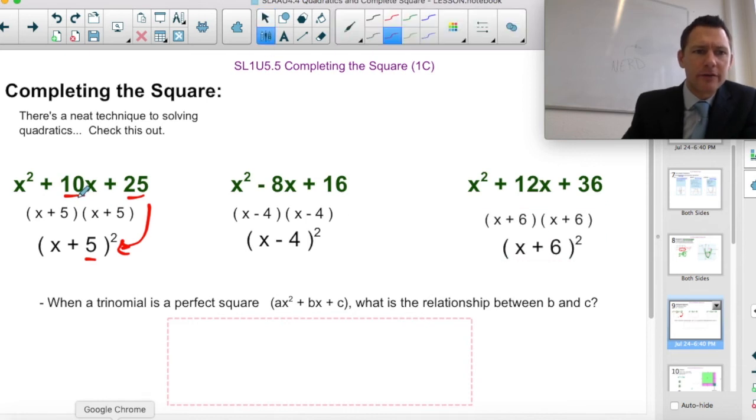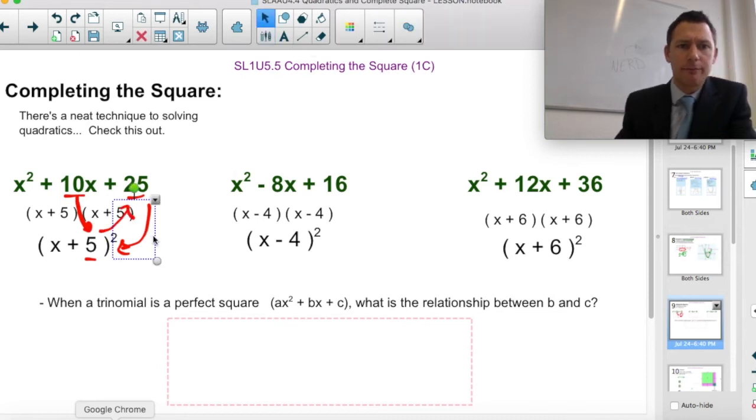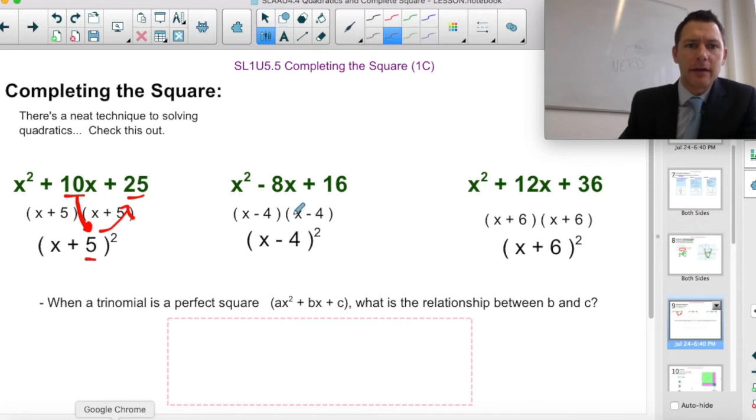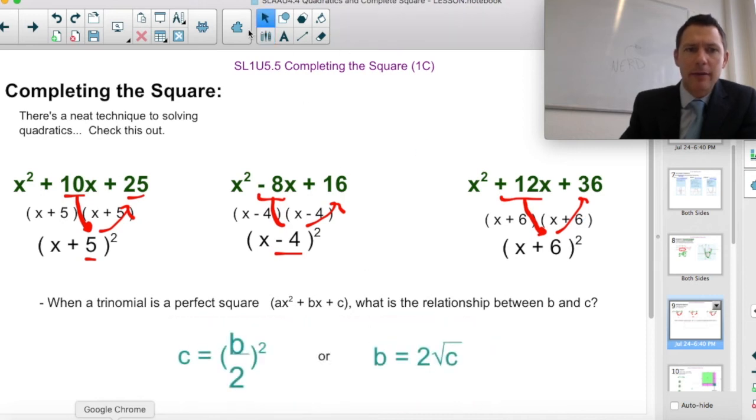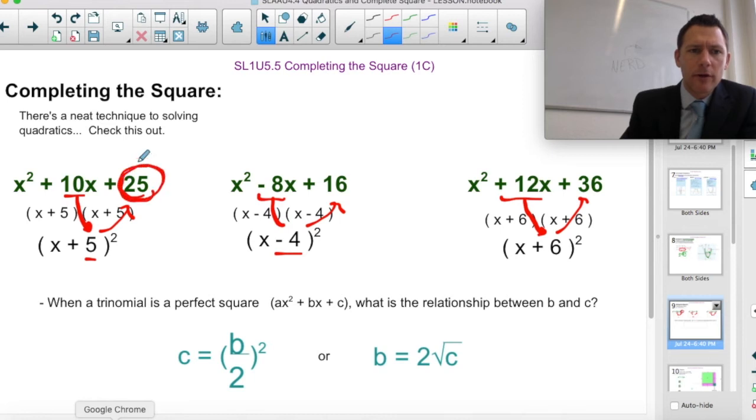this value, 10, if you cut it in half, you get 5. And if you square it, you get 25. And if you take this -8, you cut it in half, you get -4. And if you square it, you get 16. If you take this trinomial and you cut it in half, you get 6. And if you square it, you get 36. There's this pattern happening that this value is always the b value cut in half and then squared.